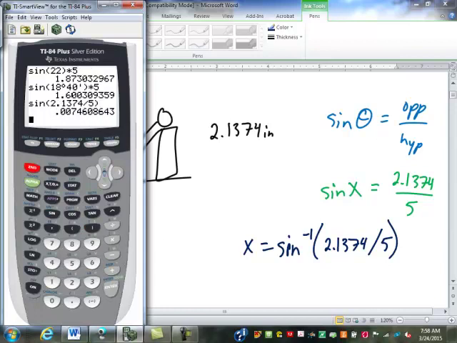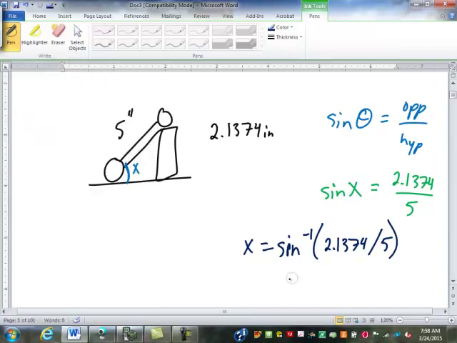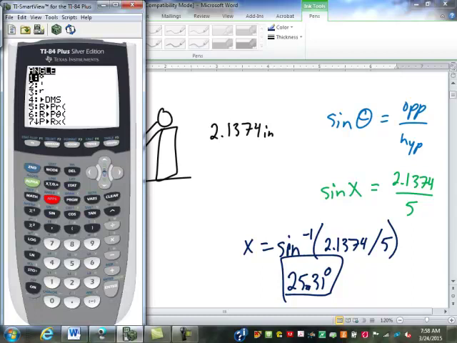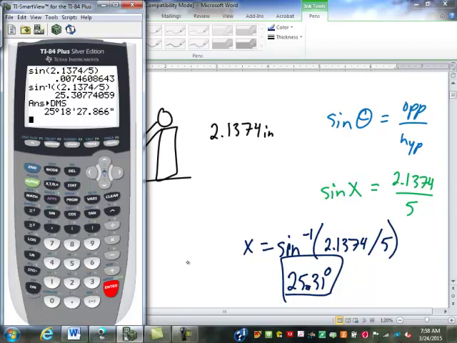Ooh, I did that wrong. Second sine 2.1374 divided by 5. 25.31 degrees, yep. Now, if we want it in decimal degrees, that's fine. Or we can switch it into DMS. That'd be 25 degrees, 18 minutes, 28 seconds, basically.